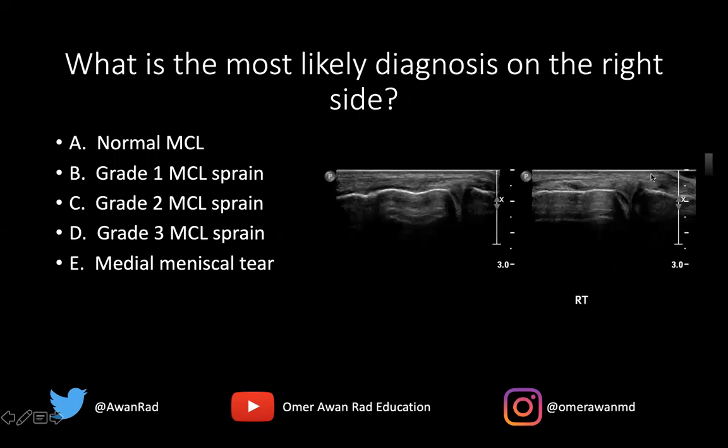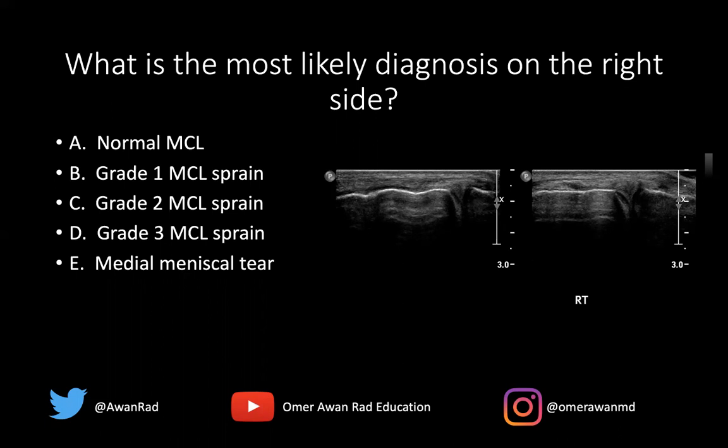So again, this is the right side here. This is the left side here. Is this a normal medial collateral ligament, a grade 1 sprain of the medial collateral ligament, a grade 2 sprain of the medial collateral ligament, a grade 3 sprain of the medial collateral ligament, or a medial meniscal tear? What's the most likely diagnosis?